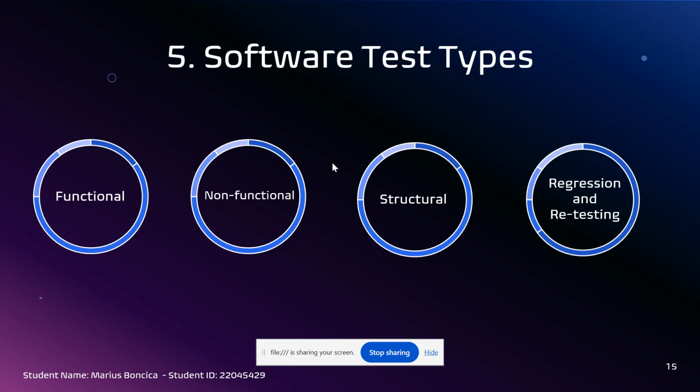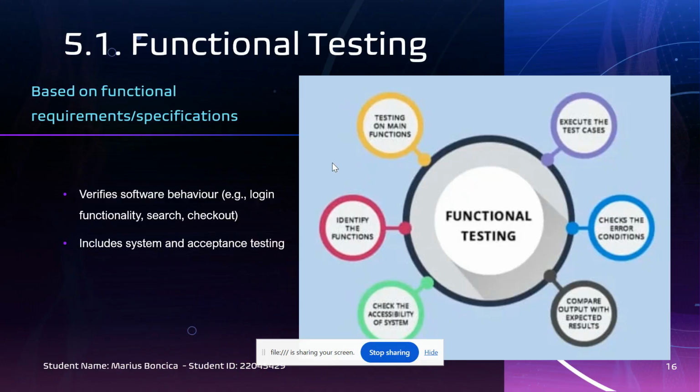The software test types: there are functional test types, non-functional test types, structural test types, and regression and retesting test types. The functional test types are based on functional requirements or specification. They verify software behavior, for example login functionality, search functionality, and checkout functionality. This includes system and acceptance testing.